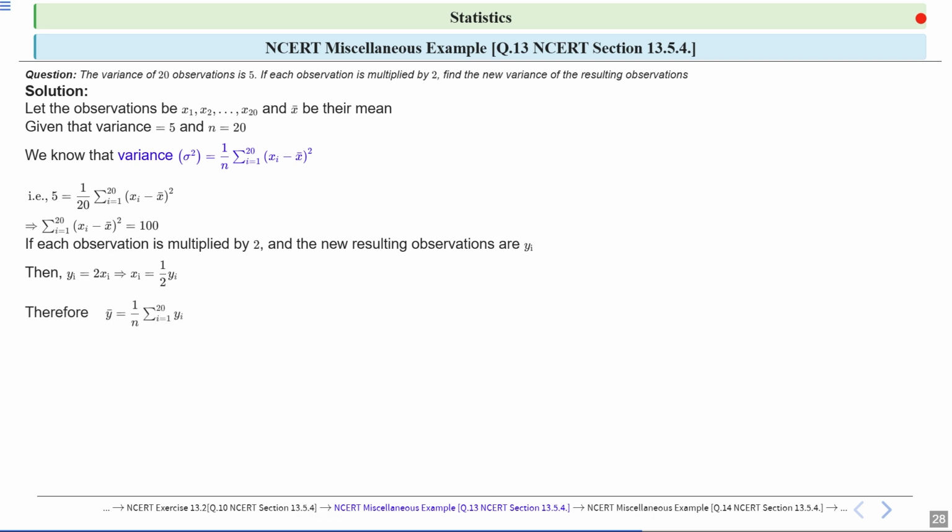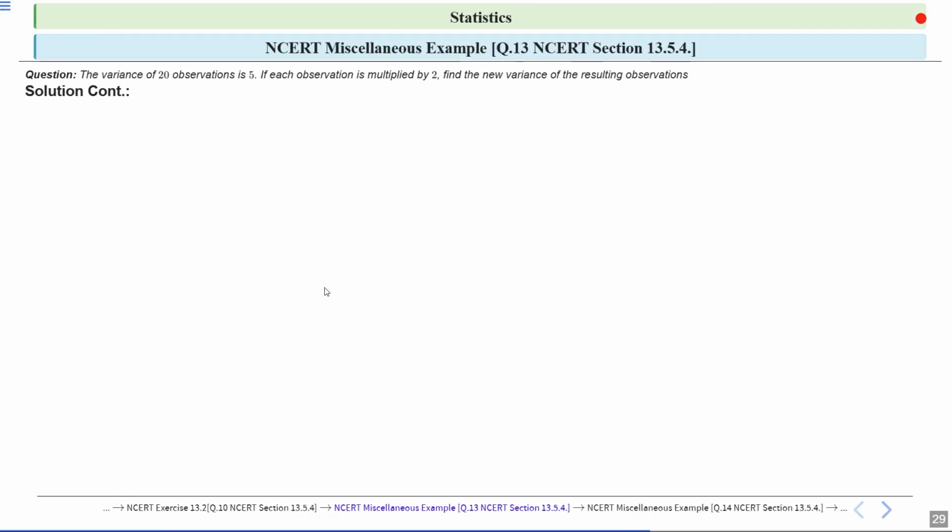Therefore, y bar is equal to summation from i equal to 1 to 20 yi divided by n. So it implies y bar equal to 1 by 20 of summation from i equal to 1 to 20 of 2xi, and this is equal to 2 times 1 by 20 summation from i equal to 1 to 20 of xi. So y bar equal to 2 times x bar, or x bar equal to half of y bar.